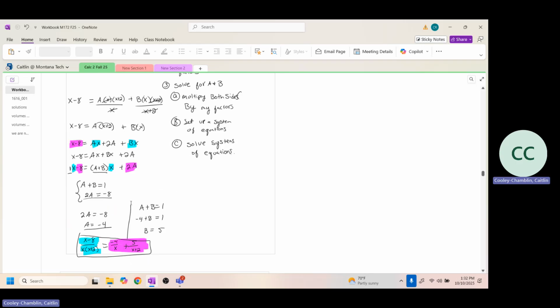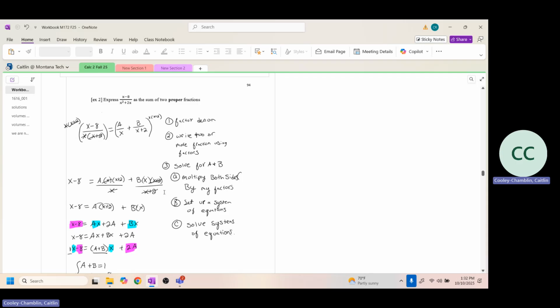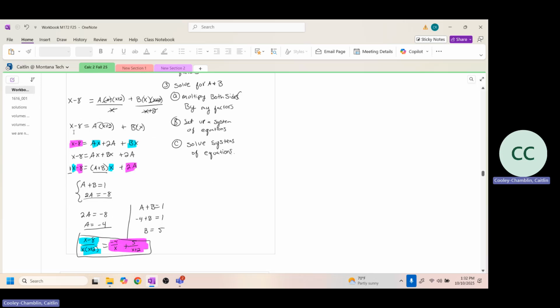Then we need to get a system of equations, so we need to do some algebra magic. We're really solving for a and b. So I'm going to multiply both sides by x times x plus 2, just our normal solving pattern of what we would normally do. But then we get x minus 8 equals a times x plus 2 plus bx. This is where people get a little lost and they're not quite sure what to do. You're halfway through the problem. You're almost to the answer.